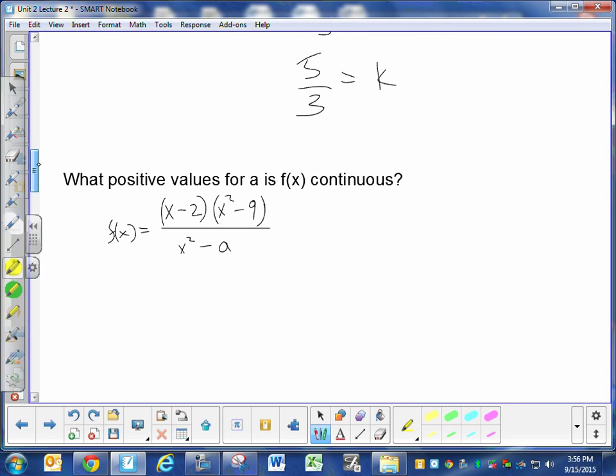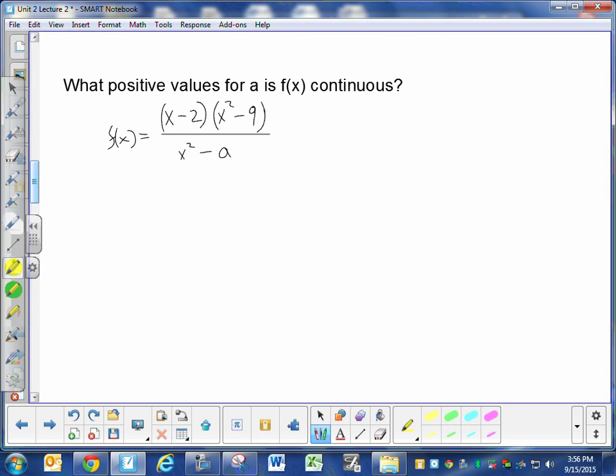Final question. For what positive values of a is f continuous? All right, so here's the function, and here's a. We have (x minus 2) times (x squared minus 9) divided by (x squared minus a). For what positive values of a is f continuous? Well, turns out the answer is none. It's a trick question. Why?